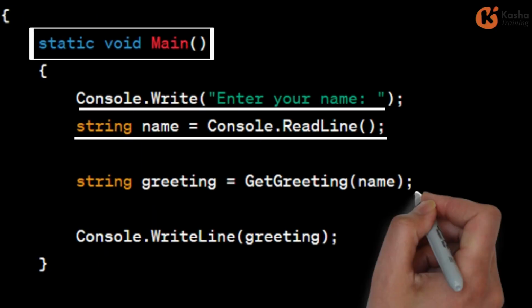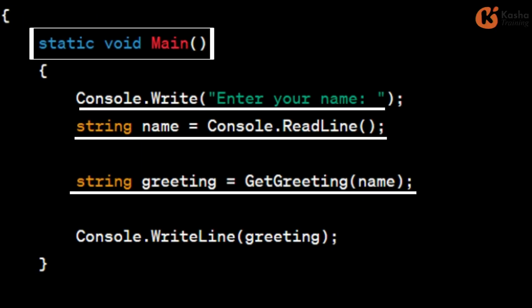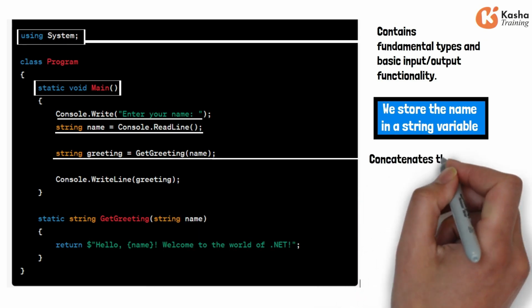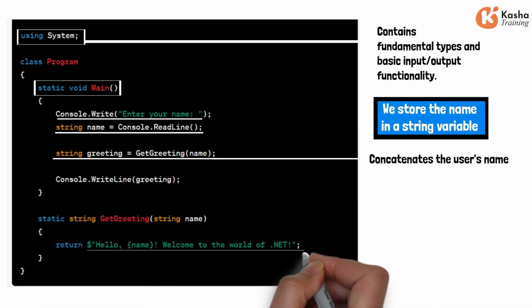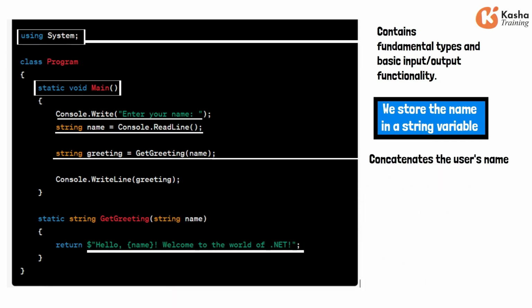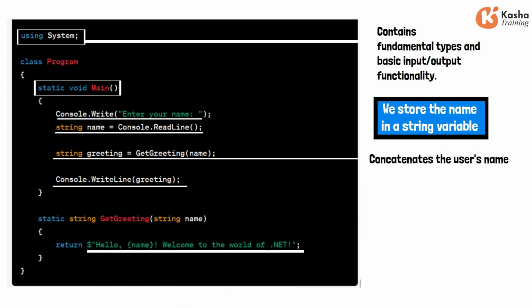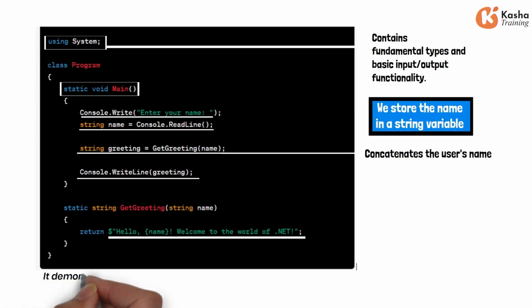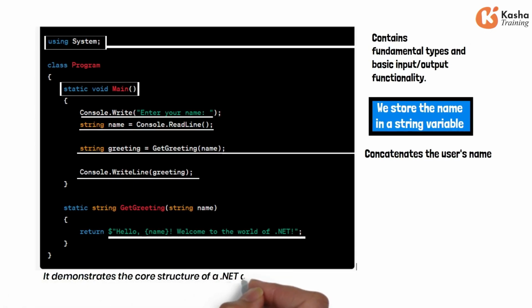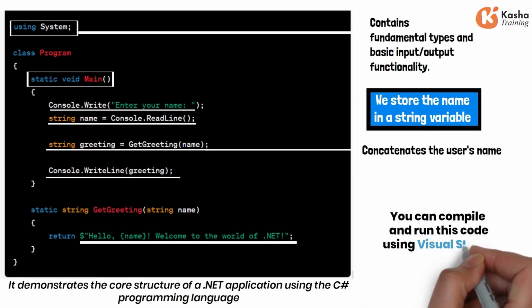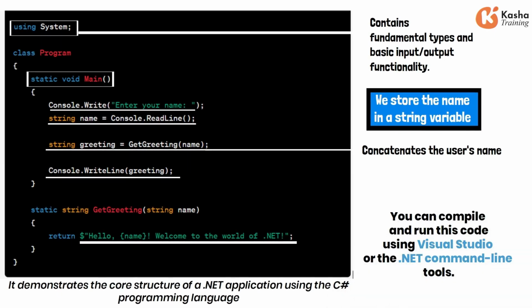We then call a custom method, GetGreeting, passing the user's name as an argument. The GetGreeting method concatenates the user's name with a welcome message and returns the result as a string. Finally, we print the greeting message to the console using Console.WriteLine. This is a very basic example, but it demonstrates the core structure of a .NET application using the C# programming language. You can compile and run this code using Visual Studio or the .NET command line tools.